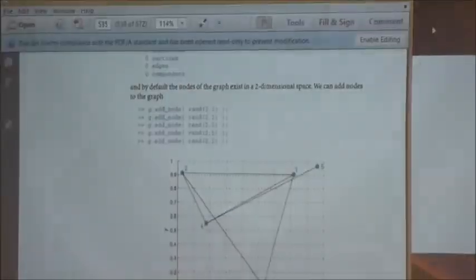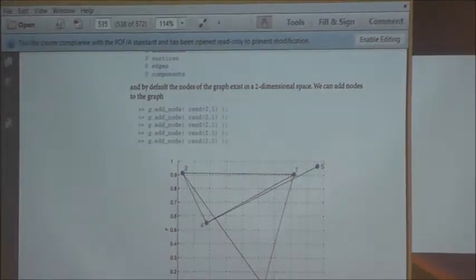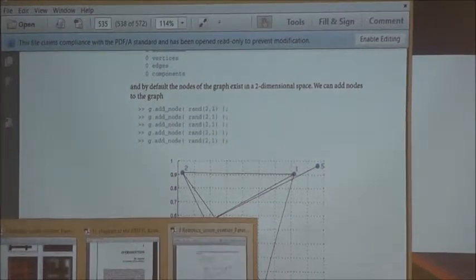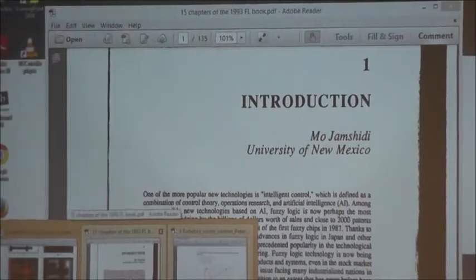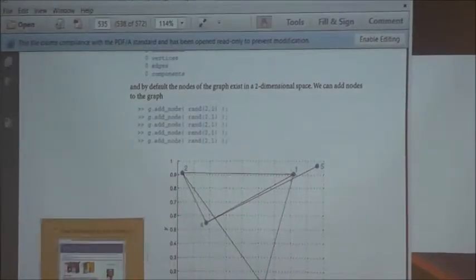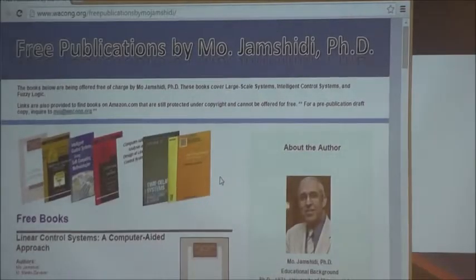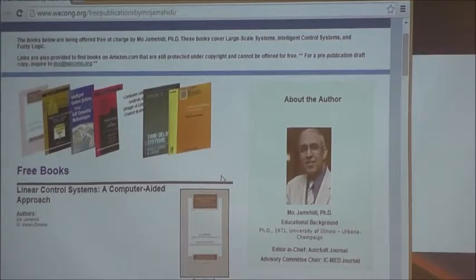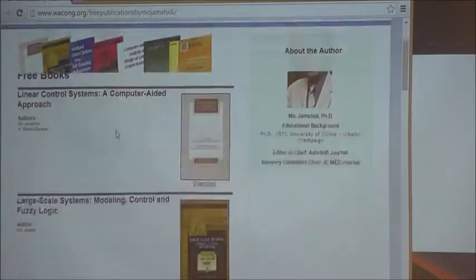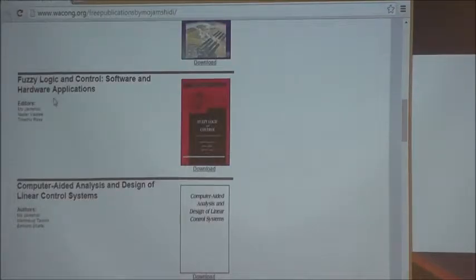Okay, so for the remainder of this session, let me go to one of my books. This red book right here is called Fuzzy Logic and Control: Software and Hardware Applications. This book was published in 1993.